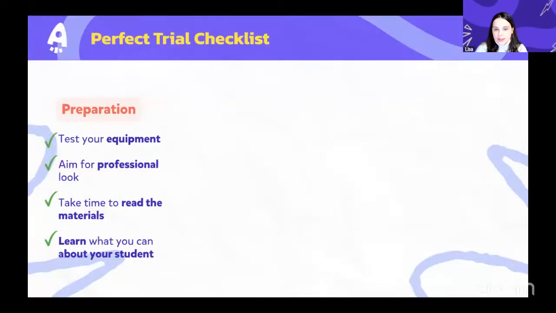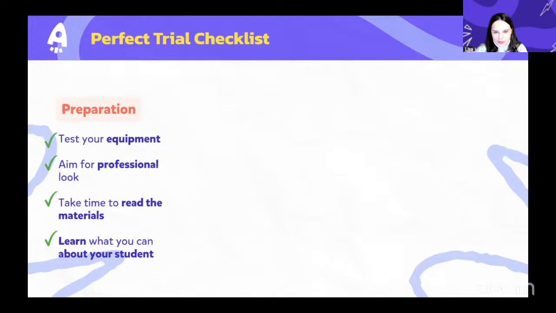What we have discussed today. For a successful trial lesson, first of all, don't underestimate your preparation. Test everything, aim for a professional look. Make sure that you read the materials in advance, especially if you are a new teacher or if you are a very experienced teacher with loads of regular students, but you haven't had a trial in a while. Take your time to read through the trial again. Maybe there have been some changes since the last time that you've taught this trial.